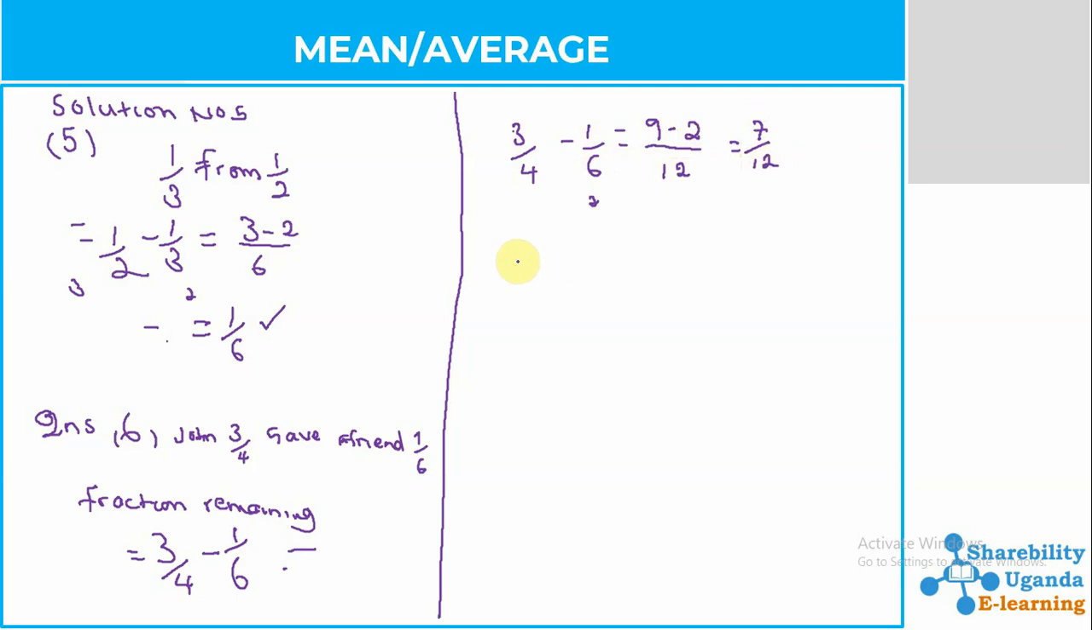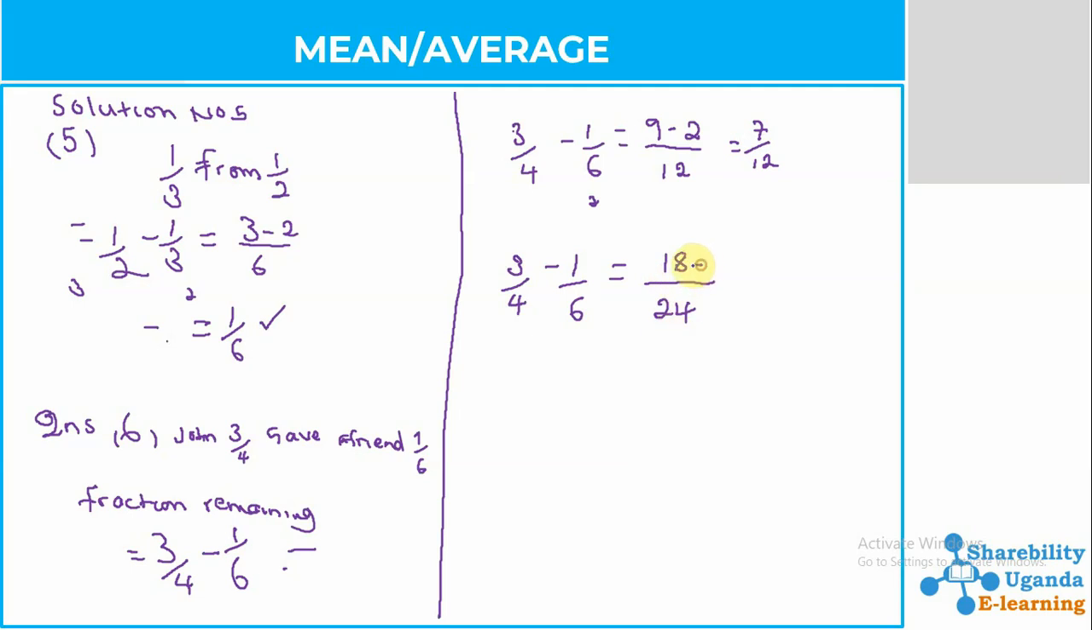Let's try to use another factor and see whether we can still come up with the same answer. For example, let me use the LCM. What is 4 times 6? It is 24. So if we use 24, 24 divided by 4, we get 6. 6 times 3, we get 18.